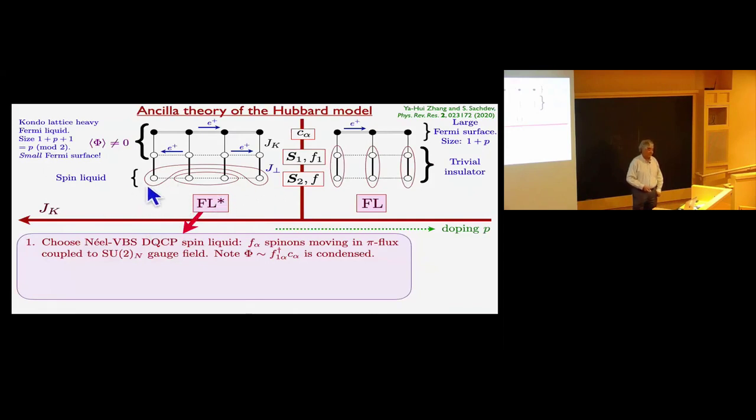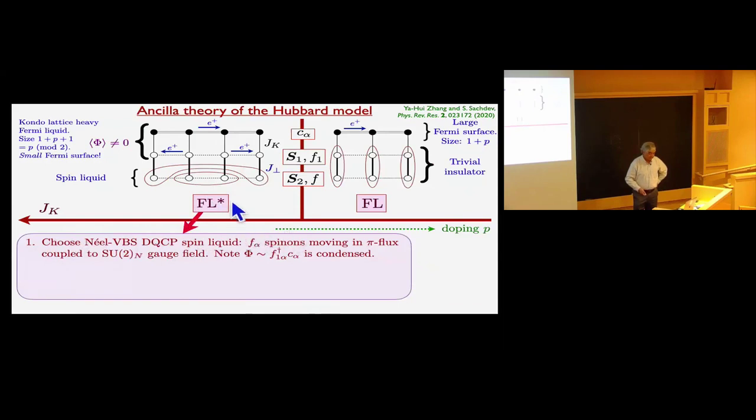You could put your favorite spin liquid down here, it'll all go through. Now we're going to make a choice, and you'll see why. And the obvious choice seems to be the only spin liquid that's ever been seen on the square lattice in all the studies that have been done, and that's the Néel VBS DQCP. So we're going to choose that, and we'll see that it has certain properties that really fit the bill as far as the experiments are concerned.